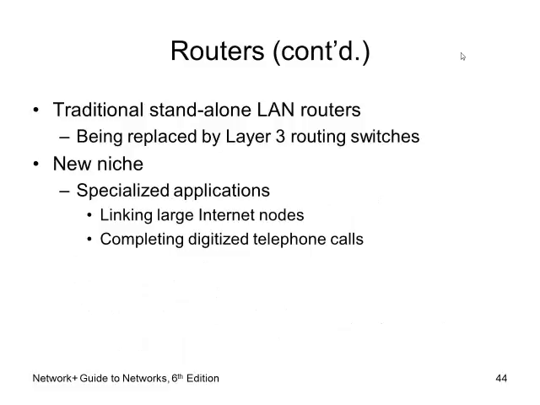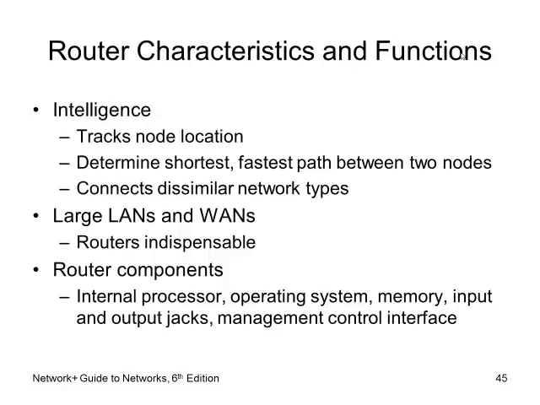Okay. So traditional standalone routers didn't do a lot, but they're still there, and now they're all specialized. They can do all kinds of stuff, like phone calls. All right. Intelligence. This tracks node locations. They know where they're at. They use different ways to get there. There's one called OSPF, and RIP, which we're going to talk about. So there's different ways we can use to determine which way to go.